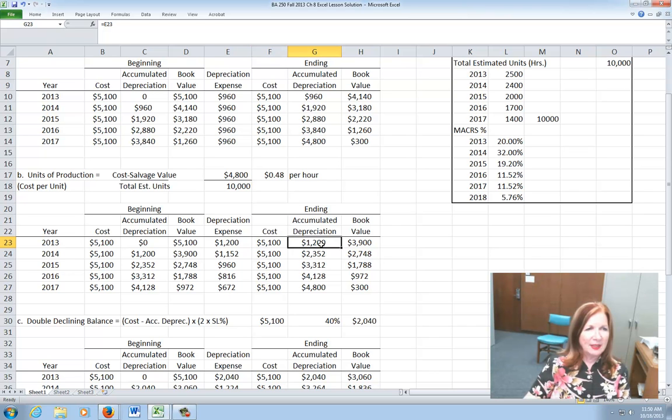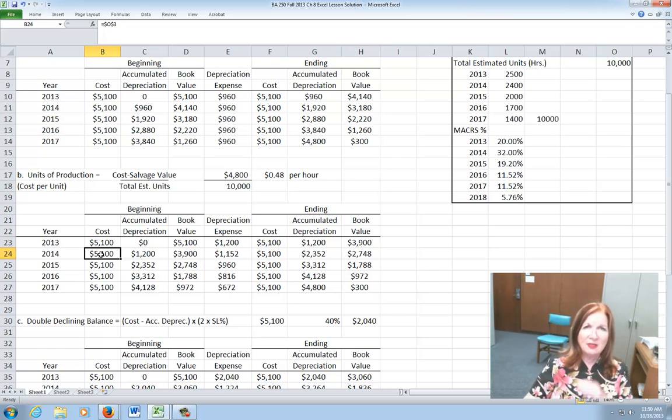And then the accumulated depreciation in the first year is always going to be equal to that year's depreciation, because remember the formula is debit depreciation expense, credit accumulated depreciation. So here's the debit depreciation expense, and here's the credit accumulated depreciation. And so then the book value becomes 5,100 minus 1,200, and that's $3,900. So then that's year 13 done all the way across.